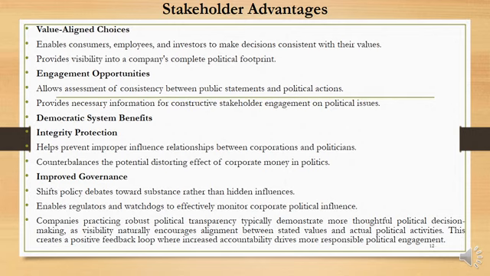Companies practicing robust political transparency typically demonstrate more thoughtful political decision-making, as visibility naturally encourages alignment between stated values and actual political activity. This creates a positive feedback loop where increased accountability drives more responsible political engagement.